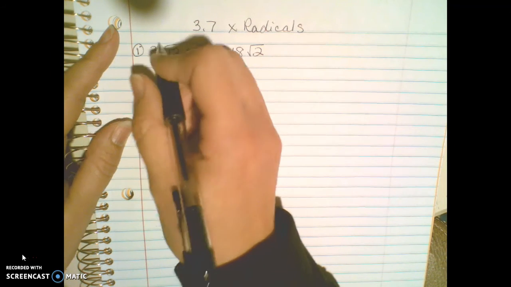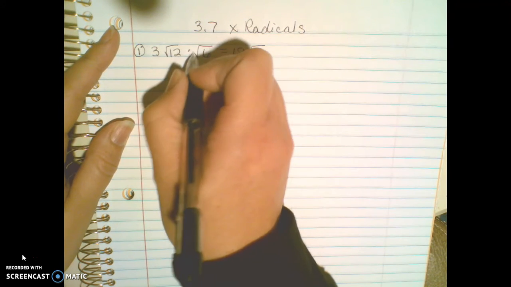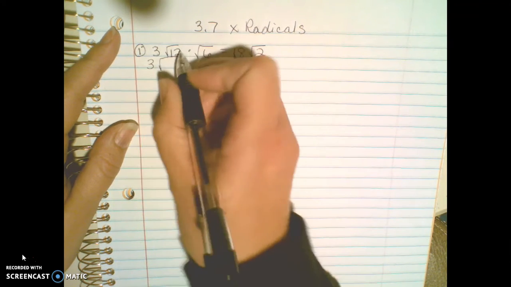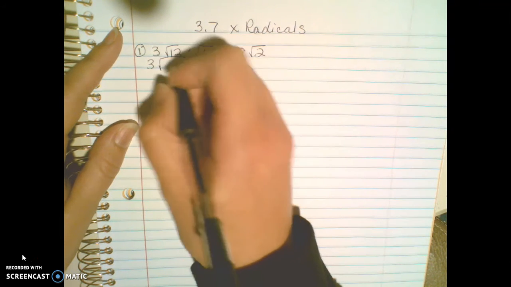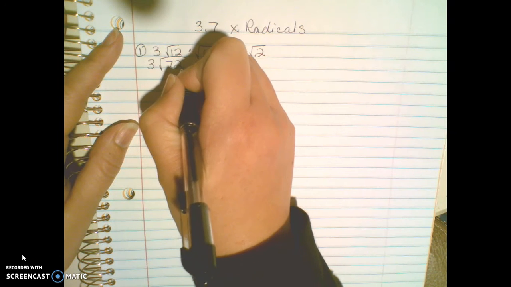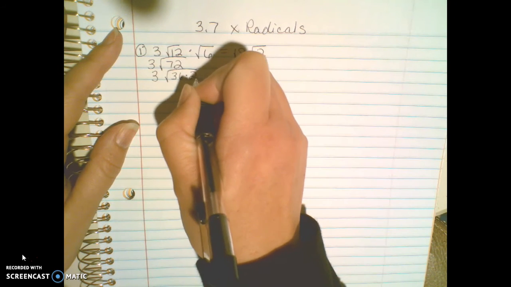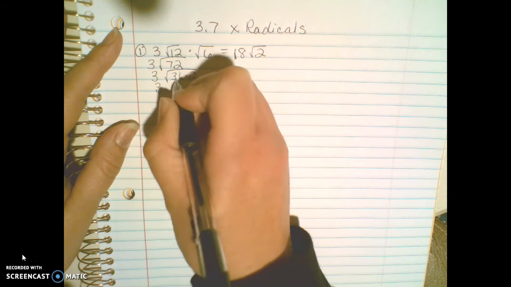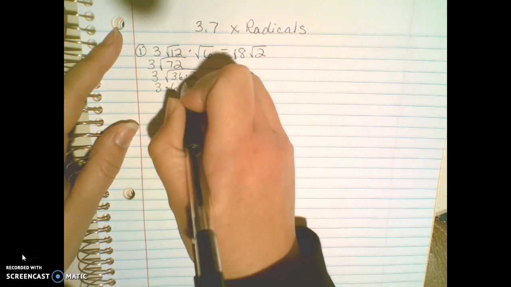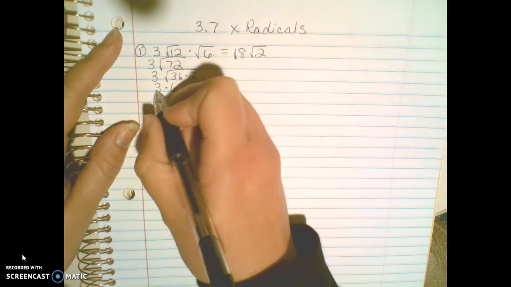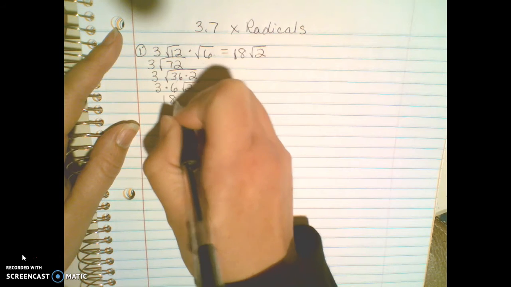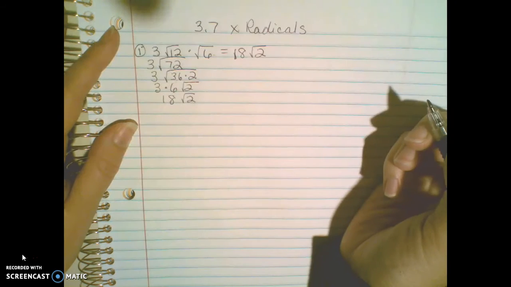In this one, I'm just going to do 3 times, there's nothing here, so it's just 3. And then I need to do 12 times 6 inside the radical, which is 72. And then 72 can break down into 36 times 2. Square root of 36 is 6. Square root of 2 stays in there. And then 3 times 6 is 18 square root of 2.